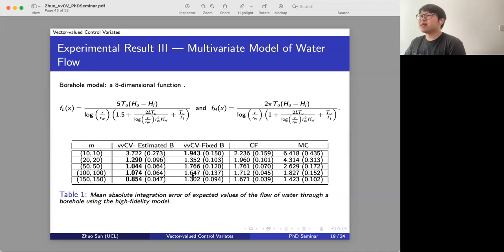In this case, all these VVCV and the CF, they are using the biased estimator, to guarantee a fair comparison. And here M is the sample size for each of these two functions. You can see that across all these different sample sizes from 10 to 150, we found that the VVCV always outperforms the control functional estimators and the Monte Carlo estimators.